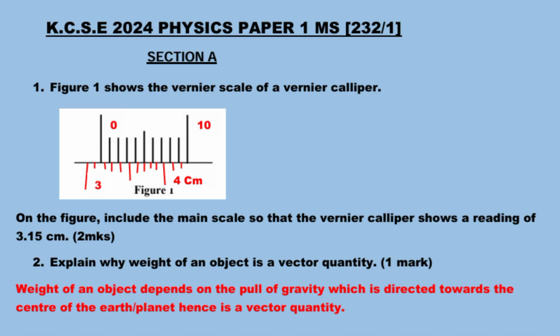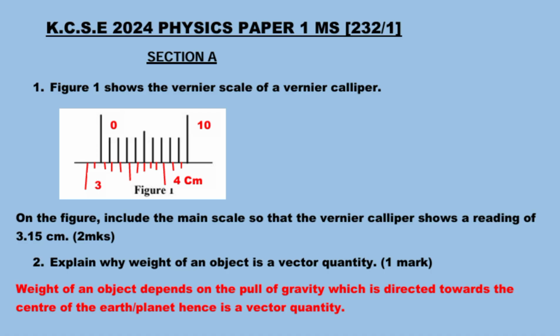3.15 centimeters. So we'll start with 3.1, which is the point before the 0 mark of the vernier scale. So before 0, we start with 3.1, and then the fifth mark should coincide. So when we have 3.15, 3.1 is the mark before the 0 mark, and then the fifth mark of the vernier scale should coincide. So that is what we have there if you check the diagram. Let's go to the second question.